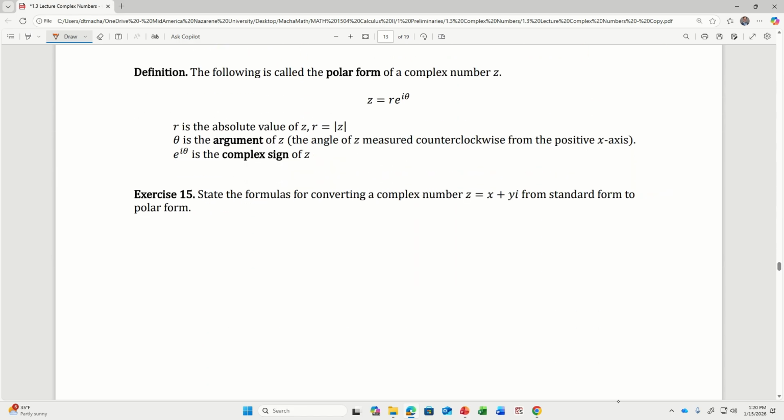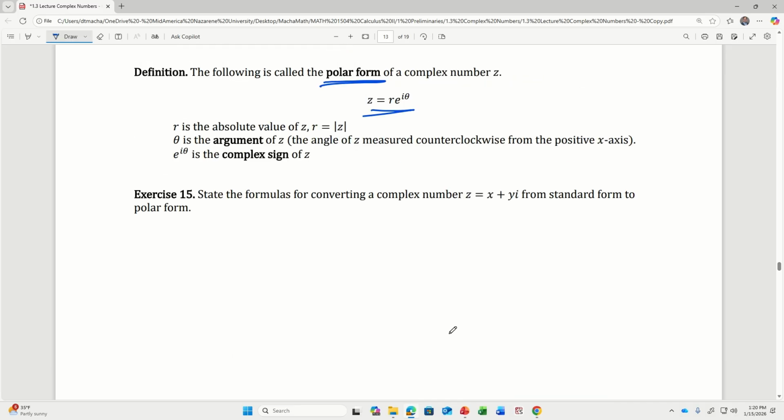So this is called the polar form of a complex number. If you see r times e to the i theta, that's the polar form. r is the absolute value. Theta is called the argument. Of course, that's the angle measured counterclockwise from the positive x-axis. And sometimes people say e to the i theta is called the complex sign, because in the real case, a sign is a plus sign or a minus sign. That puts you on the real axis. But for complex numbers, their sign could be a whole range of different things, right? It gives a direction to the number.